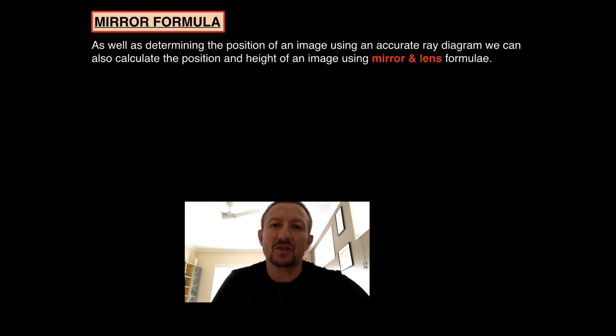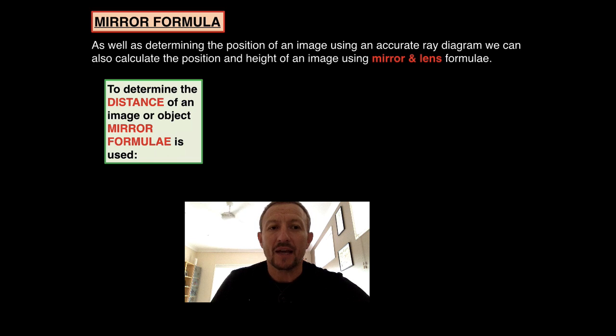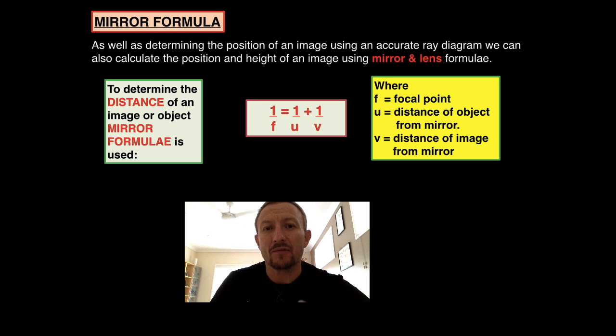So what is the calculation that we use when we're dealing with curved mirrors? We can work out with our formulae the distance that an image is likely to be from the mirror. We can also determine its height with a separate formulae, but they come from the same sort of area. The formula is a reciprocal formula, an inverse formula, where 1 over f equals 1 over u plus 1 over v. So just to reiterate, f being the focal point, u being the object distance, and v being the image distance.